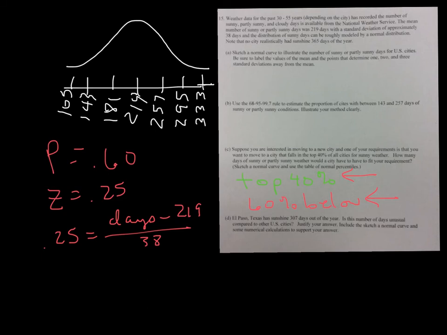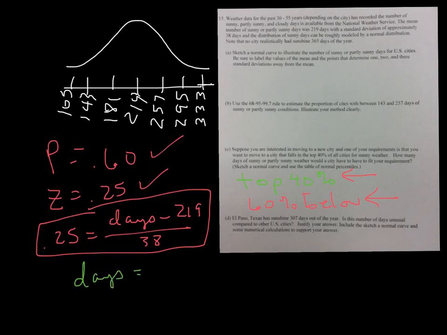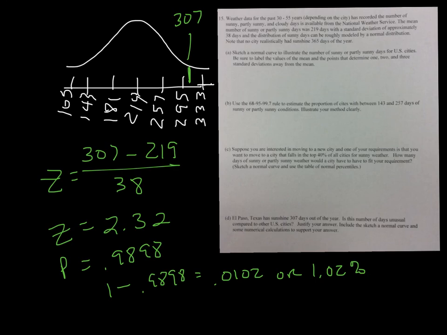On C, you would then find the p-value, convert it to a z-score of 0.25, and place it in your formula. When you solve for the number of days, you would multiply both sides by 38, then add the 219. What you end up getting is 228.5, so approximately 229 days. So you would need to find a city with at least 229 sunny or partly sunny days to fit your requirement.